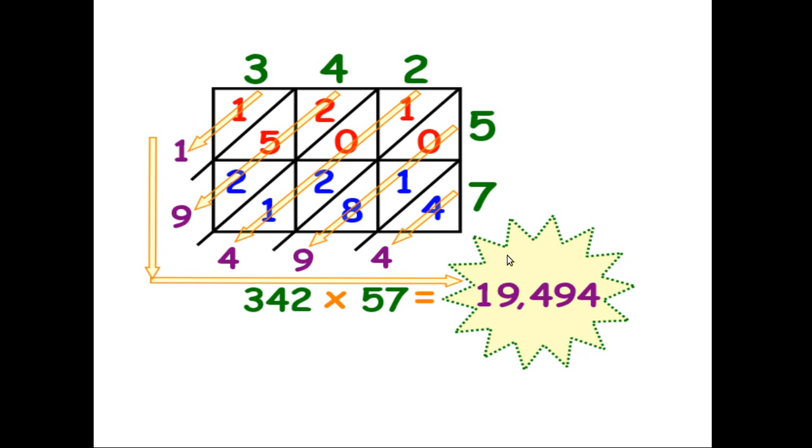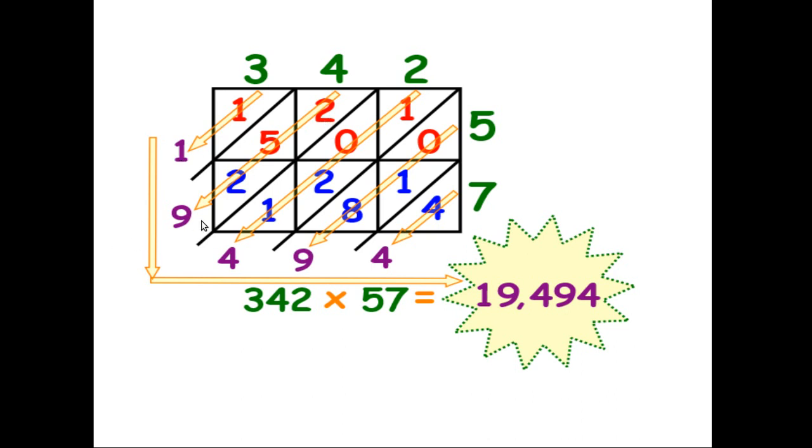Now see, this is another example. 5 2s are 10, 5 4s are 20, 5 3s are 15. Now 7 2s are 14, then 7 4s are 28, then 7 3s are 21. Now diagonally: 4, 8 plus 1 is 9, then 2 plus 1 is 3, plus 1 is 4, then 5 plus 2 is 7, 7 plus 2 is 9, and 1.